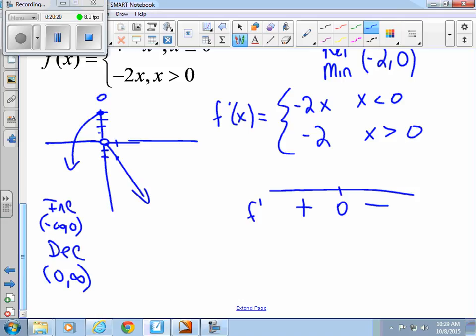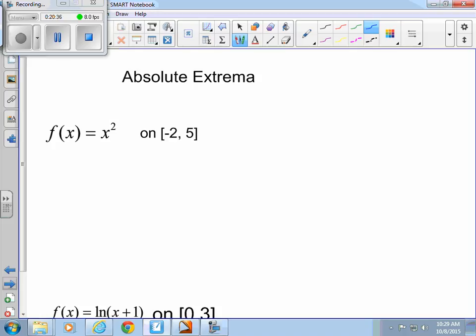So because there's not an open dot there, you have a maximum. You can put one down. But be careful, because if it's an open dot, it's not a maximum, because you don't get there. You know what I mean by that? Tricky, piecewise is tricky. Okay, now let's talk about absolute extrema.